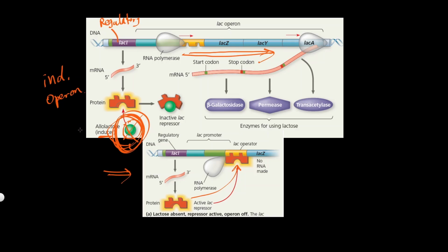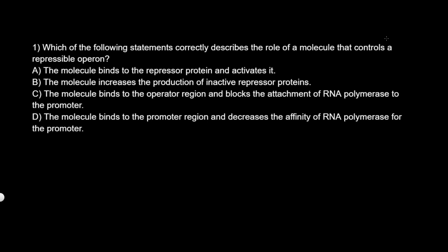Now let's go back and try the problems. Number one: which of the following statements correctly describes the role of a molecule that controls a repressible operon? What was a repressible operon? In the presence of something, it blocks it. What is that? That's the Trp operon. In the presence of a lot of tryptophan, it will turn itself off. Here we go. The molecule, they're talking about the tryptophan molecule here, binds to the repressor protein and activates it. Meaning when the repressor protein is activated, it's going to go into the operator section of the DNA and block the polymerase.